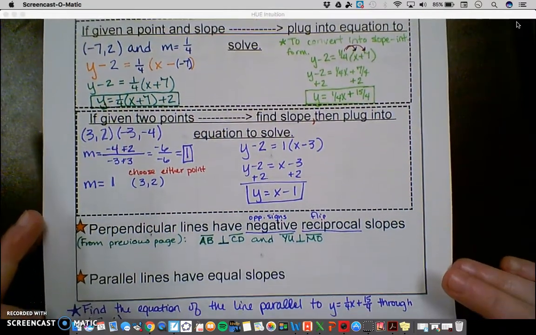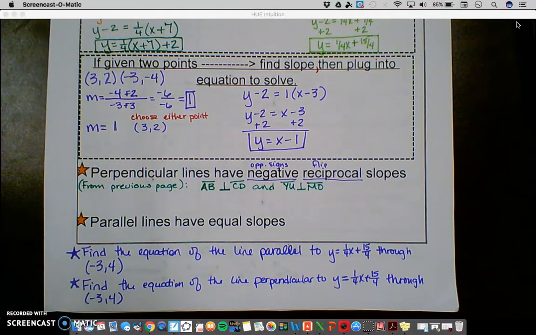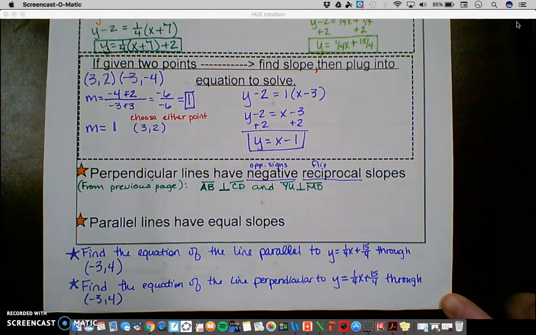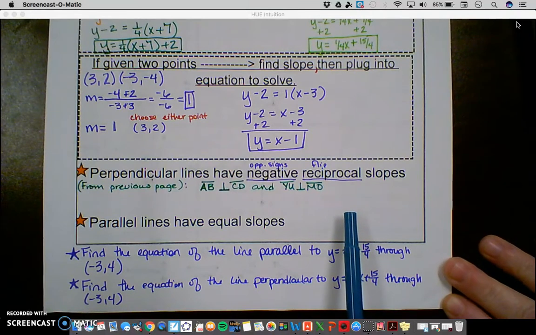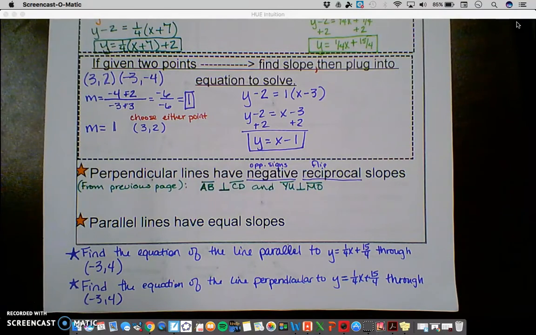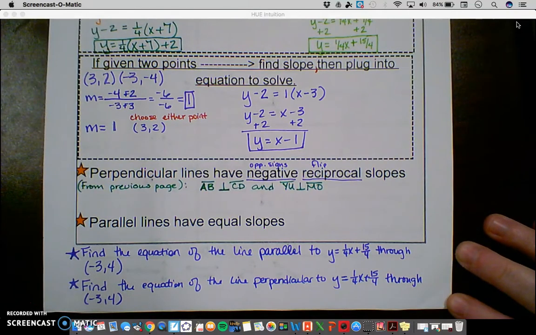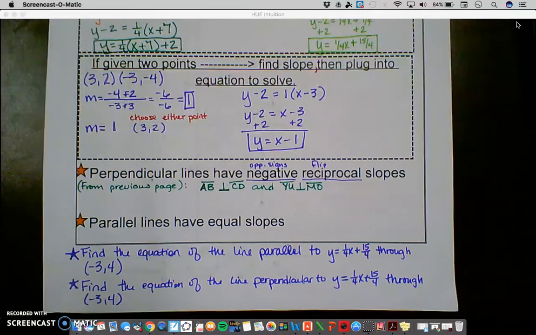Remember, perpendicular lines have negative reciprocal slopes, where they are the flip and opposite signs of one another. From the previous page, AB and CD were perpendicular because -4 and +1/4 were negative reciprocals. And YU and MO were perpendicular because one was horizontal and one was vertical. I have 2 problems down here that I'd like you to work: finding the equation of the line parallel and perpendicular to this line through the point (-3, 4).